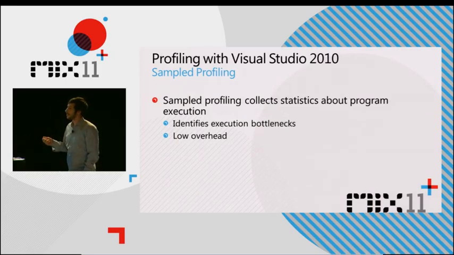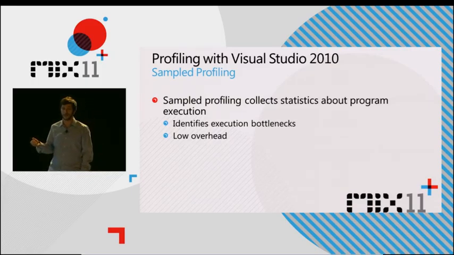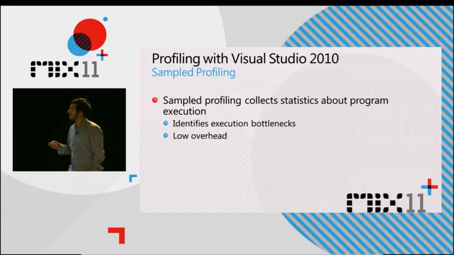So the first thing I'm going to talk about today is sampled profiling. This is basically a way to identify execution bottlenecks in your program. So if things are using a lot of CPU, or if the animations are a little bit sluggish, CPU sampling is a great way to do that. I'm going to be covering Visual Studio 2010.